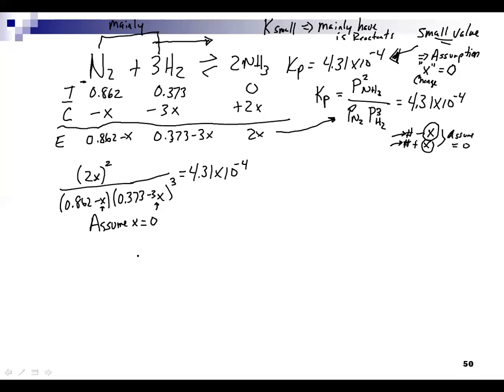If we do this assumption, that will leave us up on top 2x squared divided by 0.862 times 0.373 cubed. And that's going to equal 4.31 times 10 to the minus 4. Any questions on that?